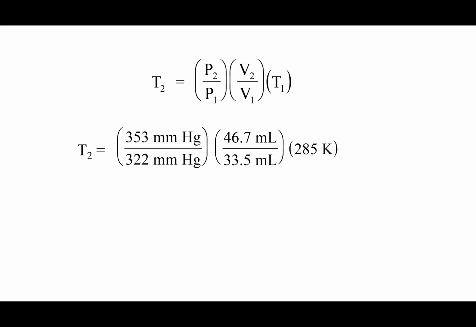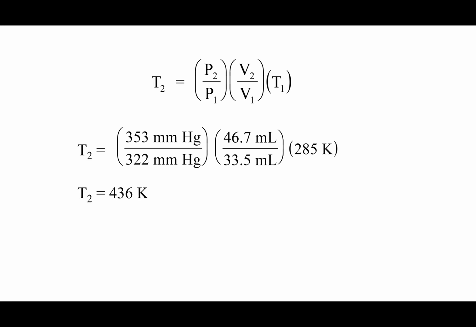3 sig figs. Too many numbers, my fingers get fat sometimes. A good strategy on a test is to run it through your calculator, write it down, and run it through your calculator again and make sure your number matches. So in terms of Kelvin temperature, our T2 is 436 Kelvin.